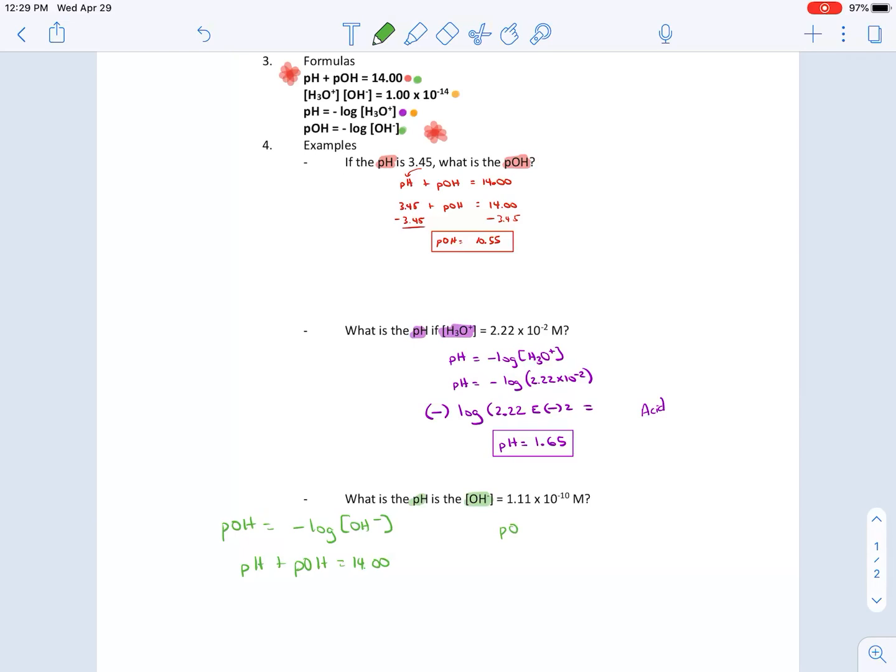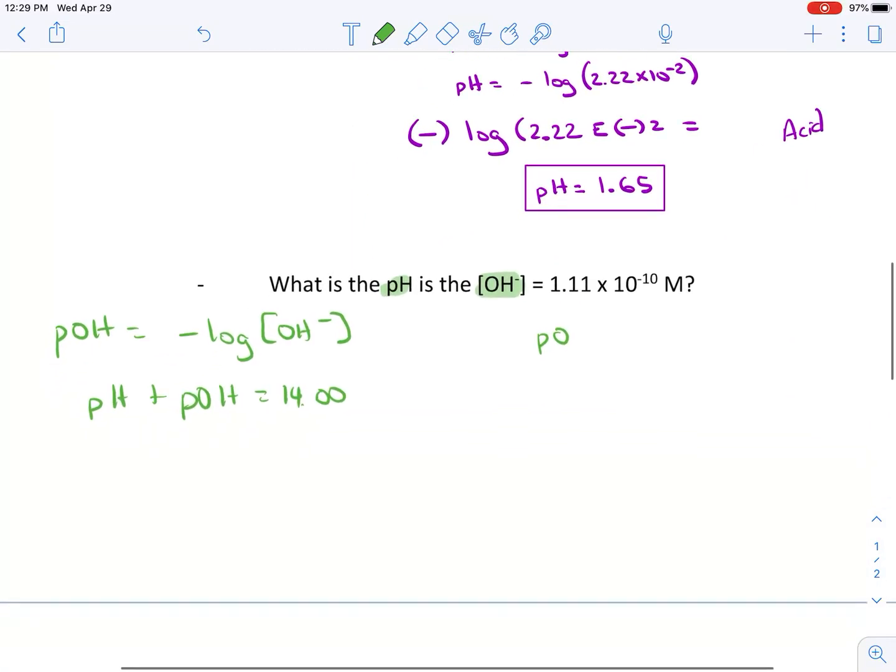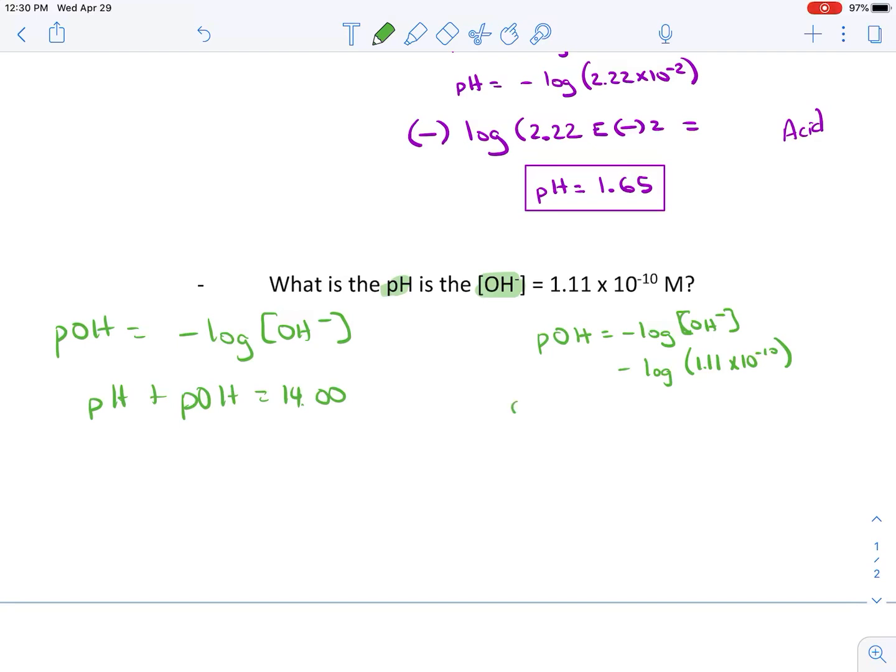All right, so the first formula we're going to use, I'm going to expand this up so we can hopefully write a little neater. pOH is equal to the negative log of our hydroxide ion concentration. That should technically be a bracket. All right, so let's plug it in. Negative log of 1.11 times 10 to the negative 10th. Remember, typing in our calculator: negative sign, log button, which brings up a parenthesis and log, and then we type in 1.11, then we need that E button, negative 10, and hit equals. That's going to be our pOH.